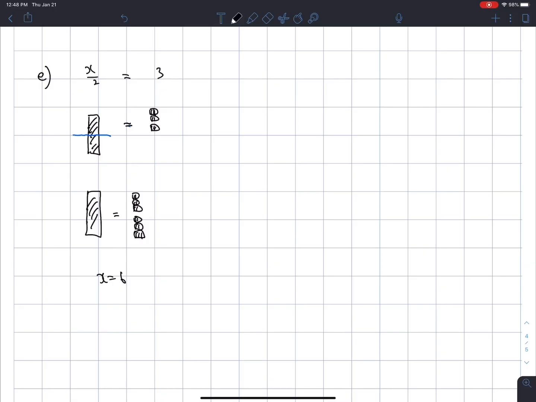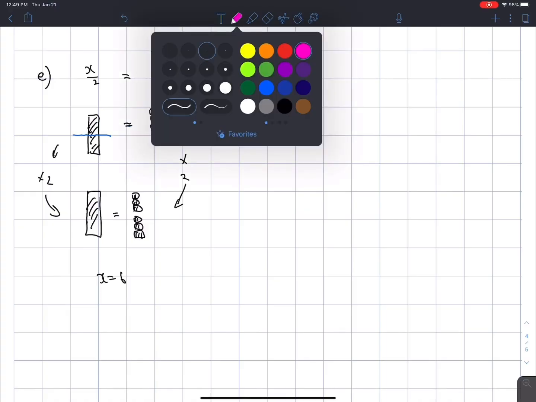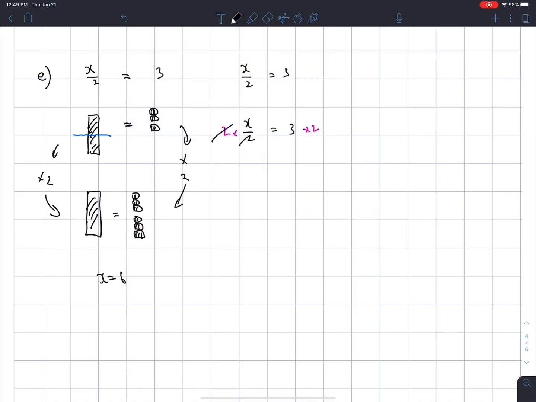Now what I really did here is I just times 2 on both sides. Right, from half x, I times 2, that's how I got 1x. And then from 3, I times 2 to get 6. So if I don't want to use algebra tiles, all I need to do to get rid of this x over 2, the over 2, is to times 2 on both sides. Because these 2 will get crossed out, we get x equals 6.